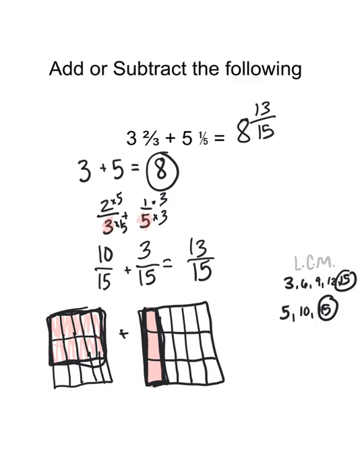Okay, and now I can't simplify 13 out of 15 because 13 is a prime number. Remember, prime numbers are numbers that have only 2 factors. So there are only 2 numbers that I can multiply together to get 13, and that's 1 and 13. If you have a prime number in your fraction, that's your clue that you can't simplify it any further. So 8 and 13 out of 15 is my final answer.